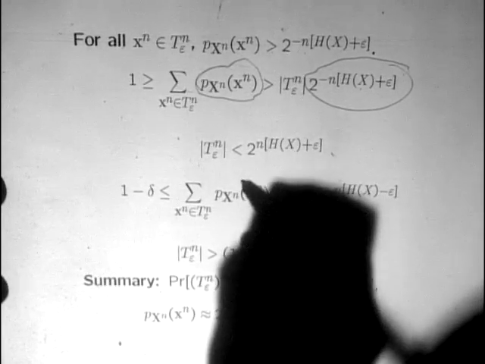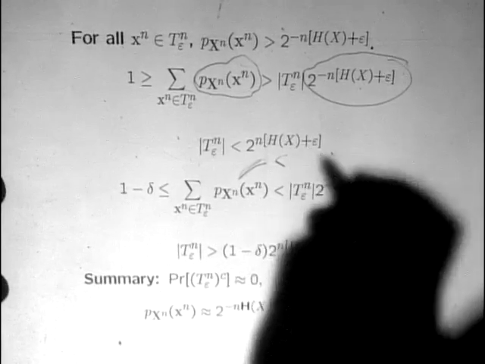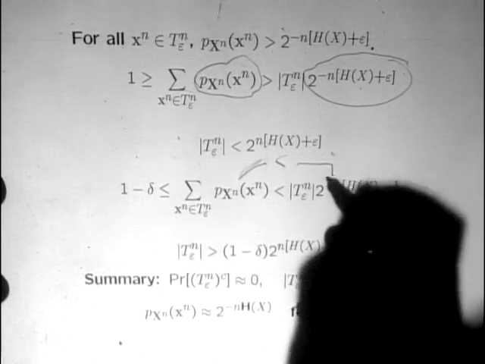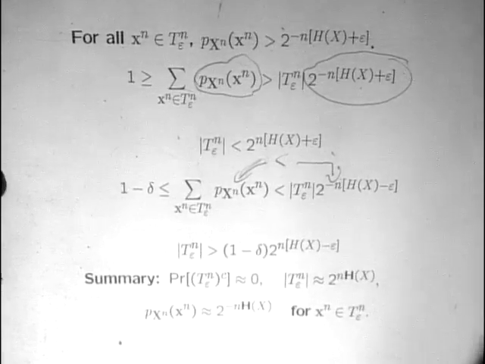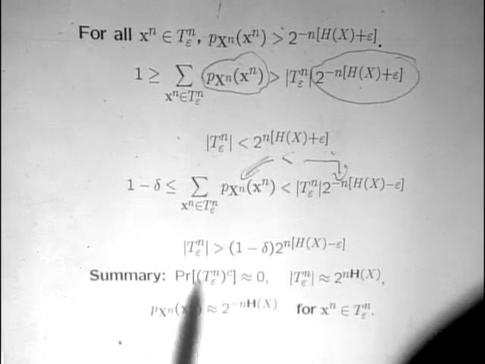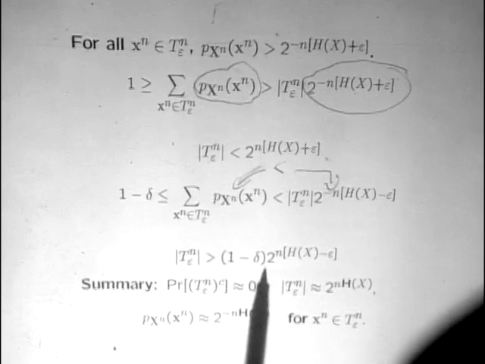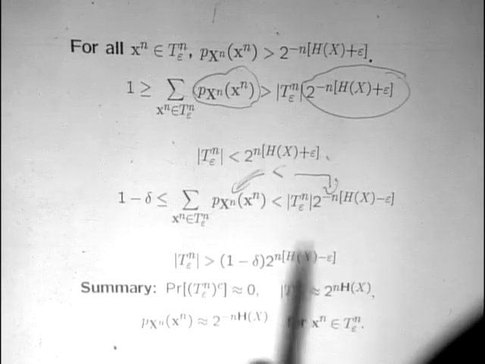This is less than this. Okay? So I just add all these things up and I get this bound. So it says the size of the typical set is greater than 1 minus delta times this quantity.